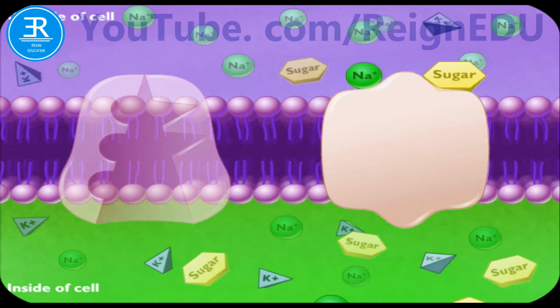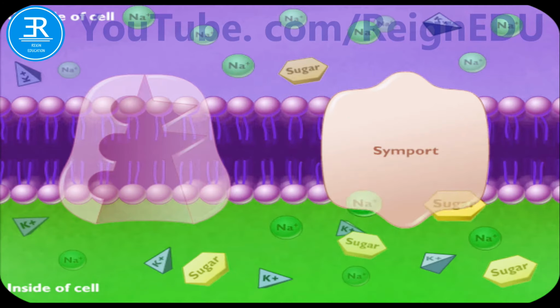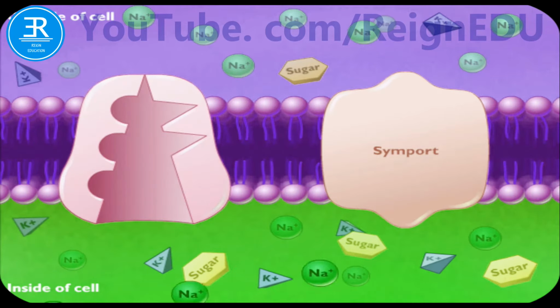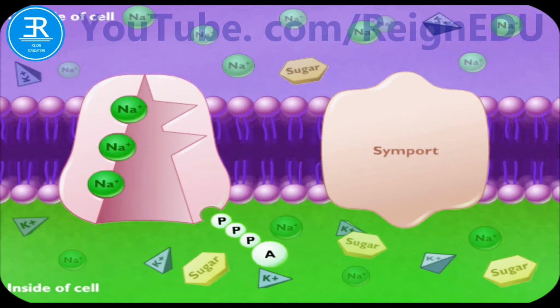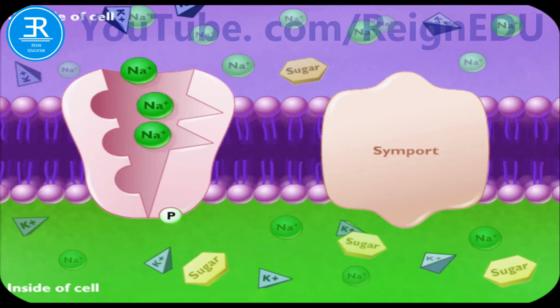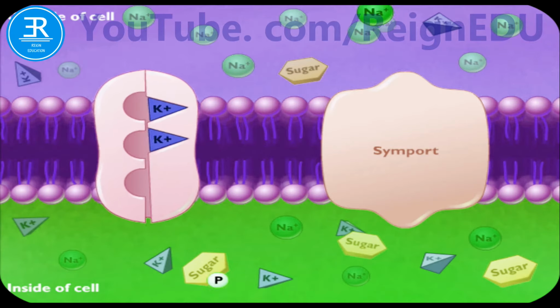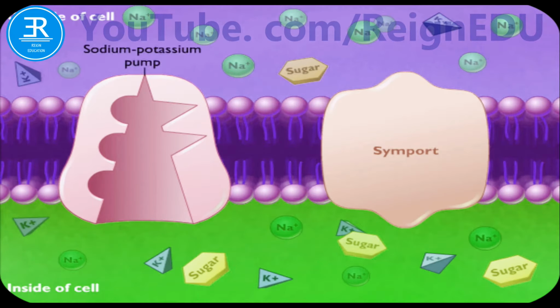Sodium ions and the specific sugar or amino acid simultaneously bind to the same transmembrane protein on the outside of the cell, called a symport. When the counterion is sodium, the low concentration of sodium on the inside of the cell required to transport the sugar is maintained by the sodium-potassium pump, which is powered by ATP.